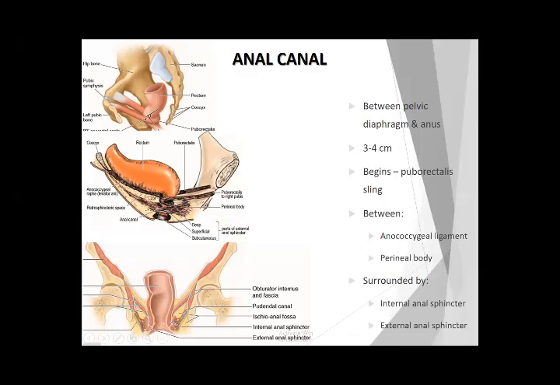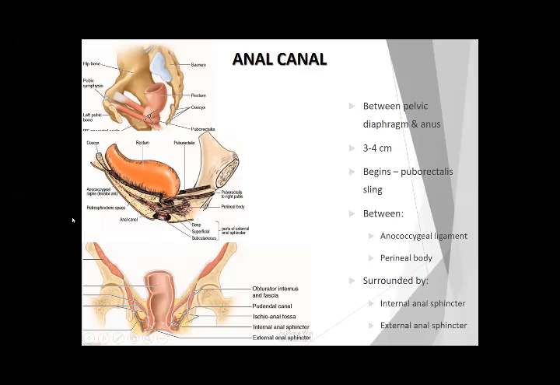Now, please also note that this anal canal is lying between the perineal body anteriorly and posteriorly the anococcygeal raphe, or you can call it the anococcygeal ligament, because through this ligament it is attached to the coccyx. Now please also note that this anal canal is surrounded by circular muscles. These are the cut sections of muscle. These muscles make up sphincters called the internal anal sphincter, which is this one, and this is the external anal sphincter.